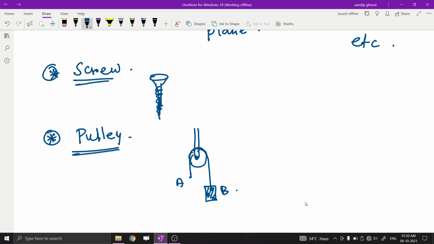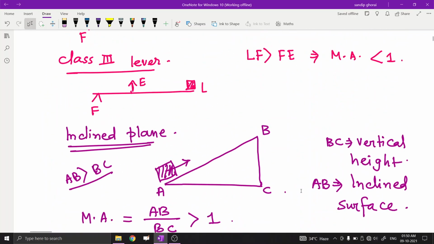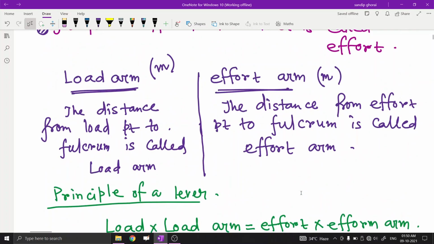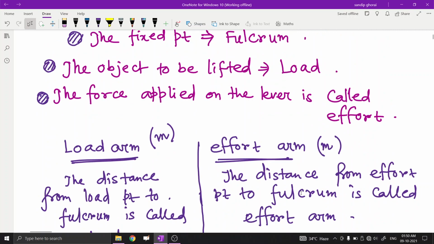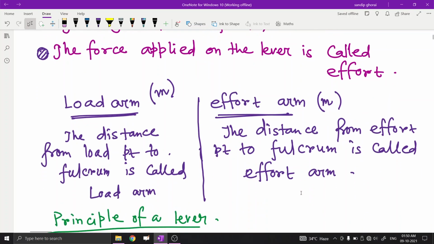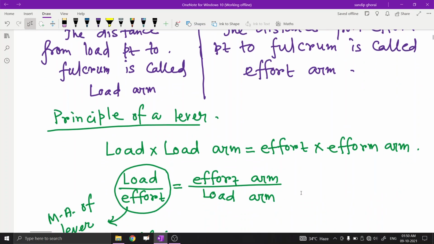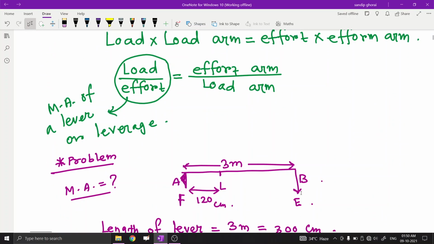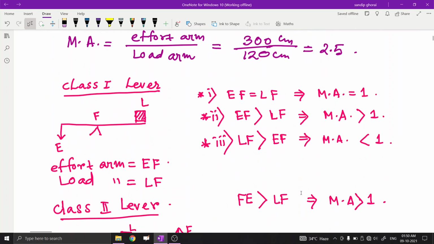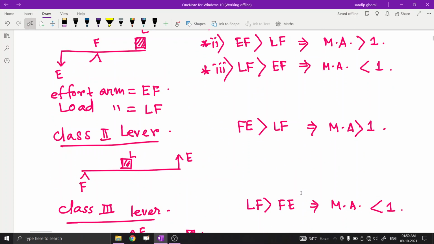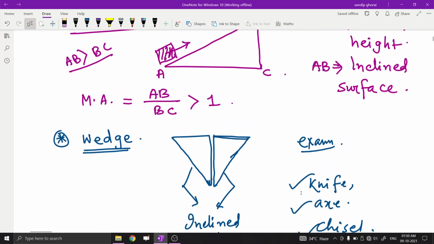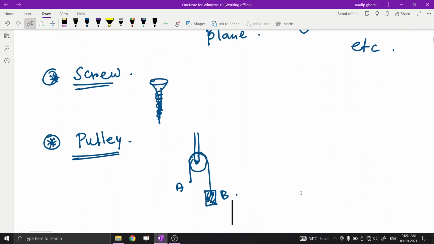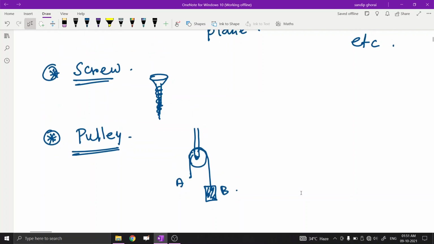Today we discussed the following points. At first we discussed what a lever is and what we mean by fulcrum, load, effort, load arm, effort arm, and what the principle of a lever is and how it works. And we know three different types of lever: class 1, class 2, and class 3 lever. Then we discussed inclined plane, wedge, screw, and pulley.